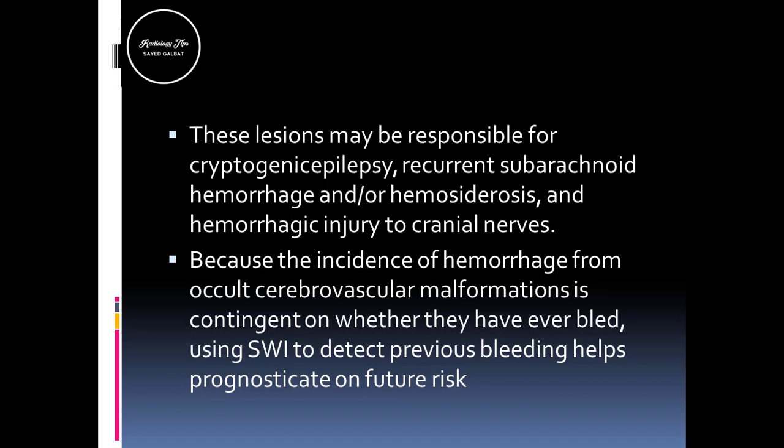Because the incidence of hemorrhage from occult cerebrovascular malformation is related to whether they have ever bled, using SWI to detect previous bleeding helps prognostically, to predict the future risk.